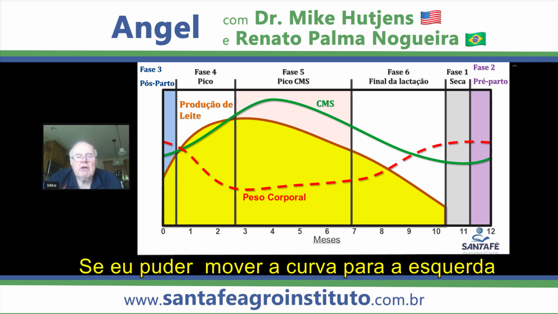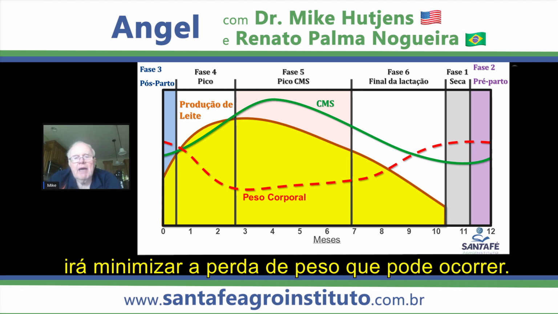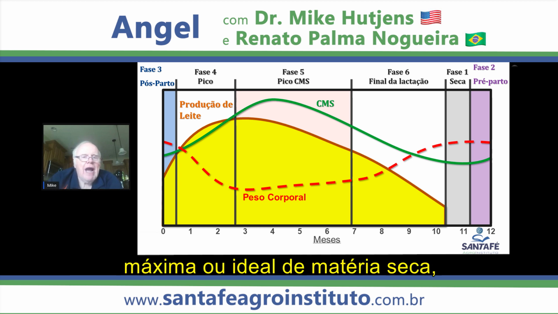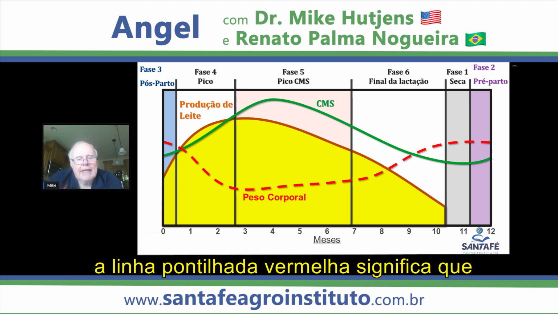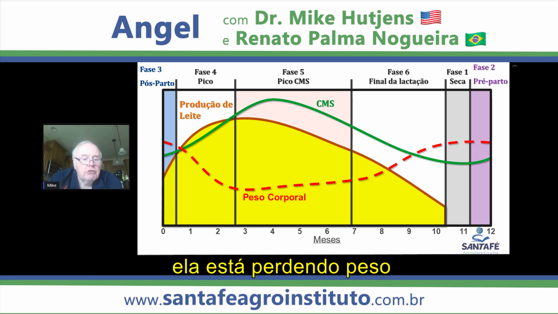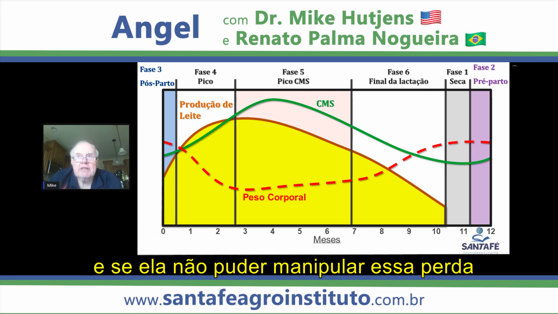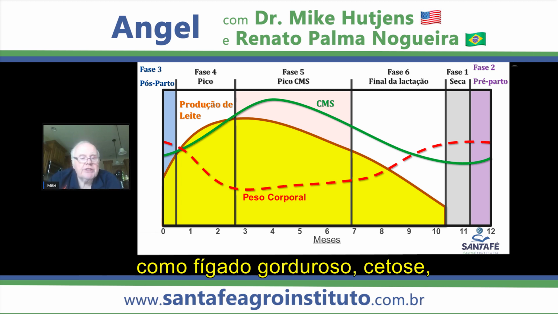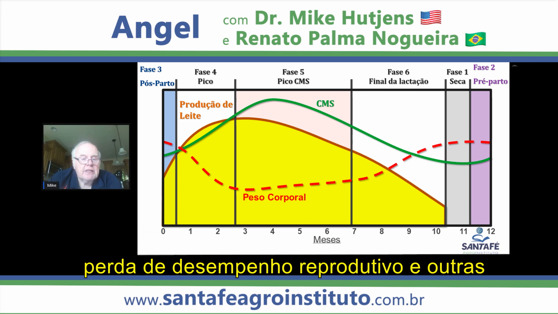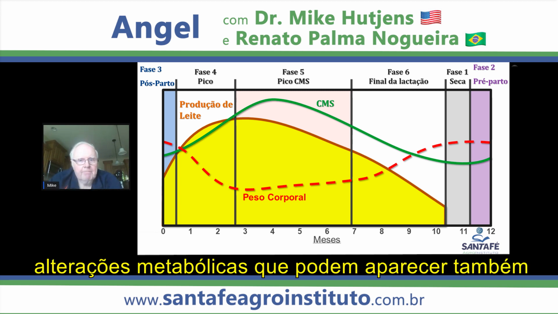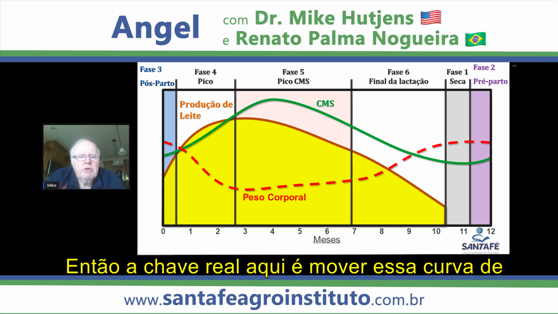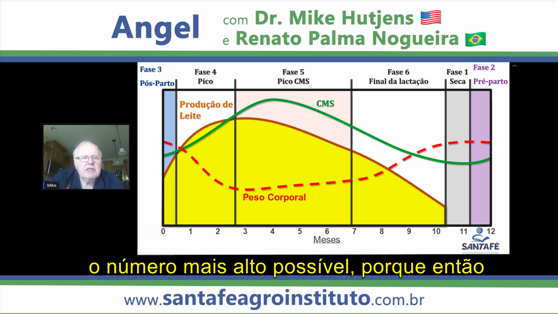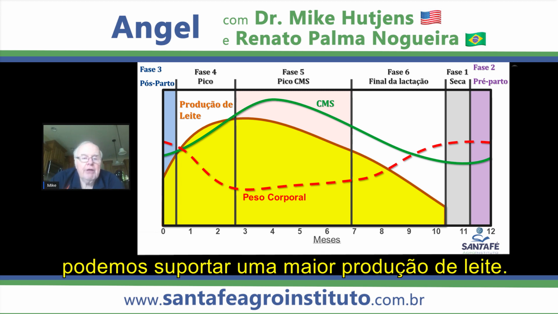If I can move that curve to the left, that minimizes how much weight loss may occur. Because notice, when the cow is not eating maximum or optimal dry matter intake, the red line dotted curve means that she's losing weight. And if she cannot manipulate this weight loss correctly, then we'll have such things as fatty liver, ketosis, impaired reproductive performance, and other metabolic disorders that can pop up as well. So the real key here is to move that dry matter curve to the left or to earlier lactation and to get it as high as we can, because then we can support higher milk production.